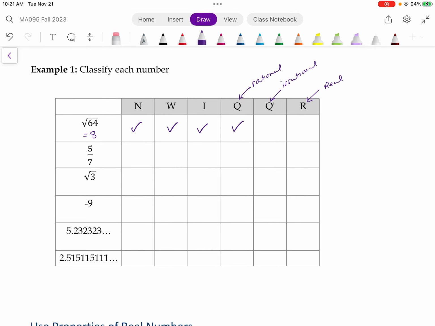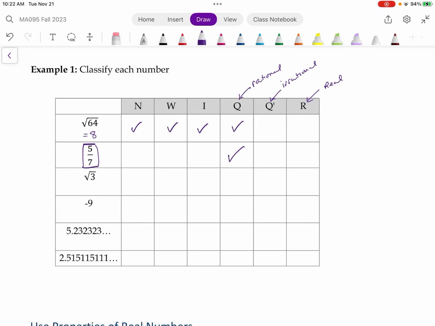All right, so 5/7, if you put it in your calculator, you're going to get a number that should repeat or terminate, but you don't need to put it in your calculator because it's already a fraction. It's two integers in fractional form, so we know it's rational. It is not an integer, it's not a whole number, and it's not natural because it's a fraction.